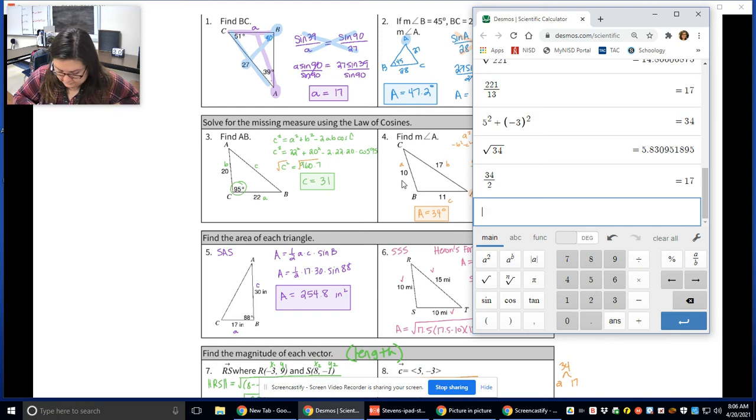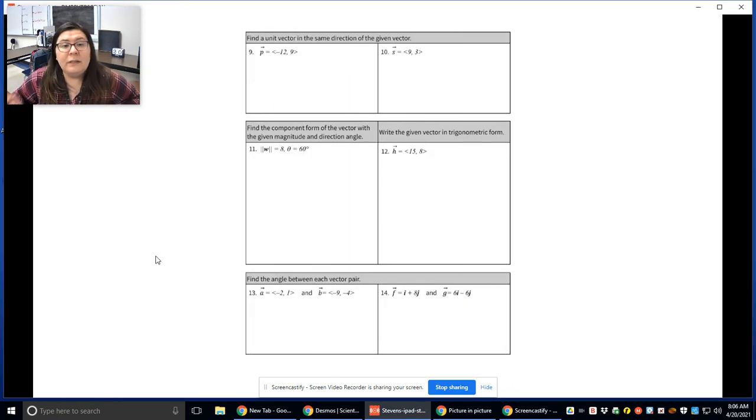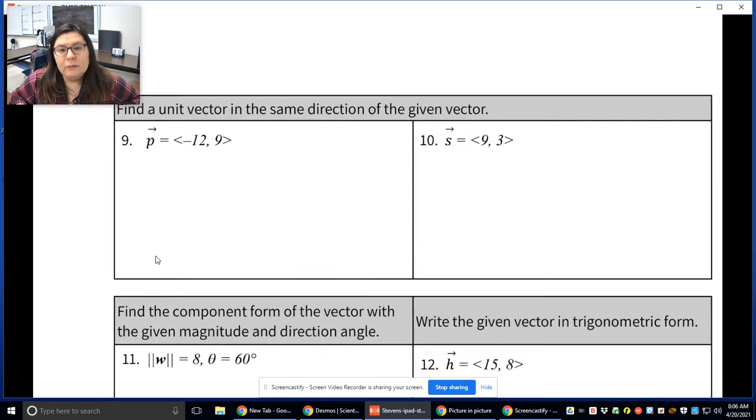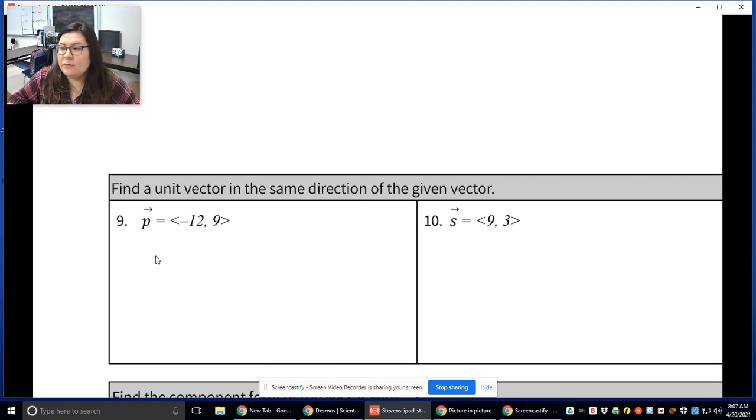All right, so let's look at some more stuff. The next thing we're going to do is find a unit vector in the same direction of the given vector. So remember, unit vectors have a magnitude of 1. That's the whole definition of a unit vector. It is only 1 unit long. These vectors that you see in front of you are going to be longer than 1. So how do I shrink them down to where they're only 1 unit long? There is a formula for this. I'm going to use the letter U to represent unit vector.